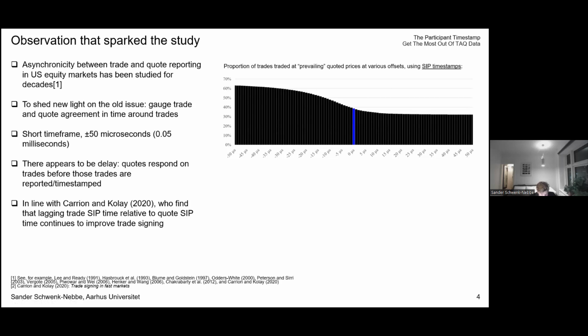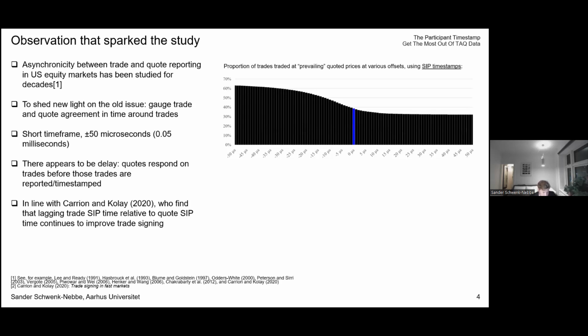Now, of course, we have two notions of time here: the SIP and the participant time. I do this first in SIP time, as is displayed here. Now, what we see is that if we subtract time from the trade's timestamp, so if we move to the left of the blue bar, we have a higher agreement between trades and prevailing quoted prices. This could mean that quotes are reported earlier than trades in TAQ, or this could also mean that quoted prices move away from traded prices before trades are executed somehow.